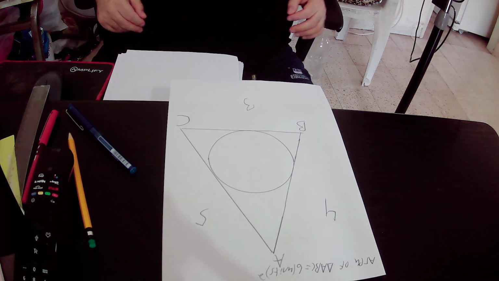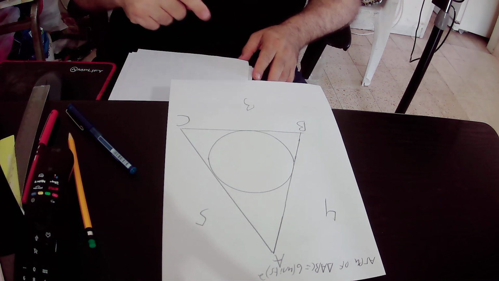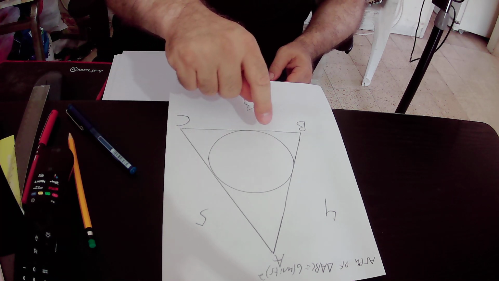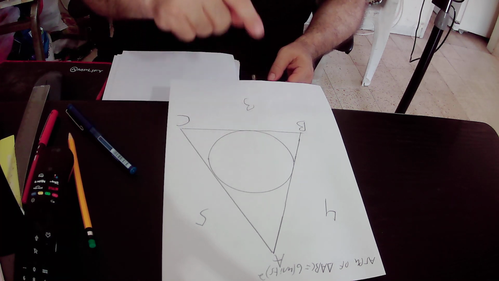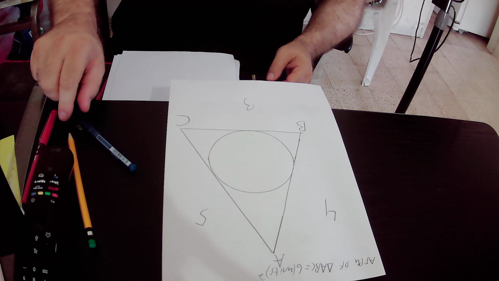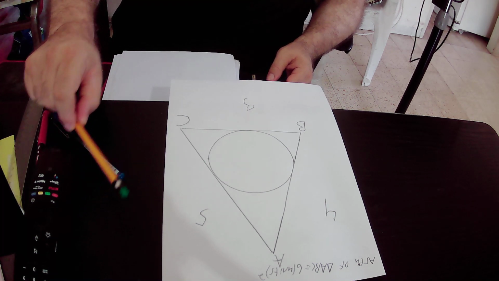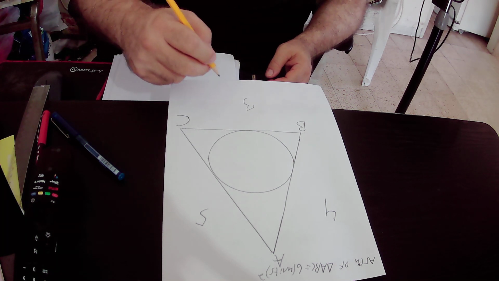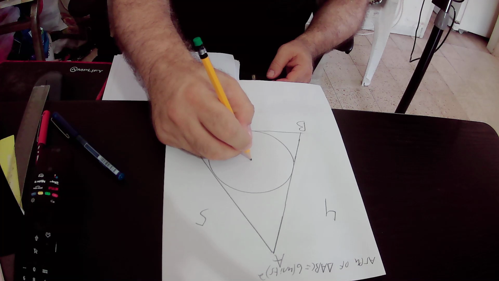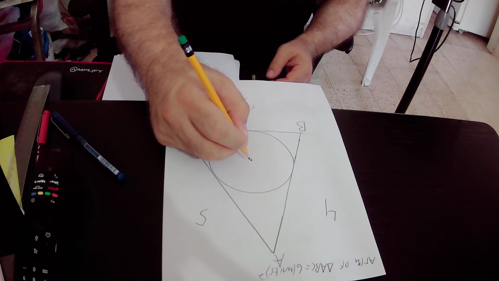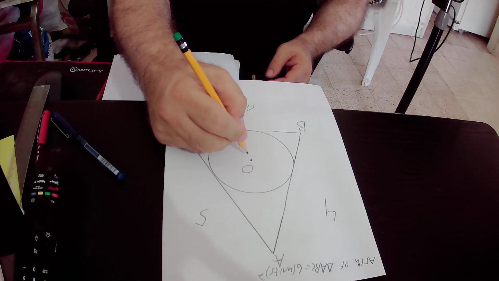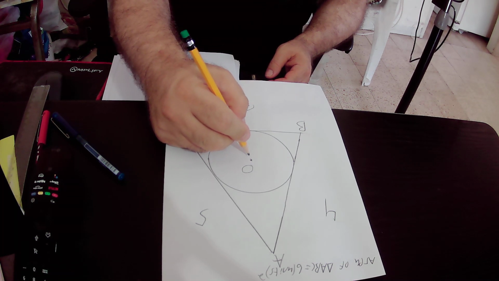And inside the triangle we have a circle, and we want to know the radius of this circle. First of all, we will define the center of this circle as O. Okay, point O is the center of this circle.